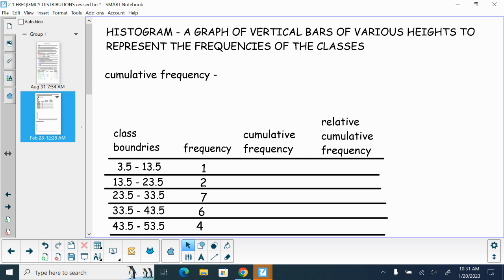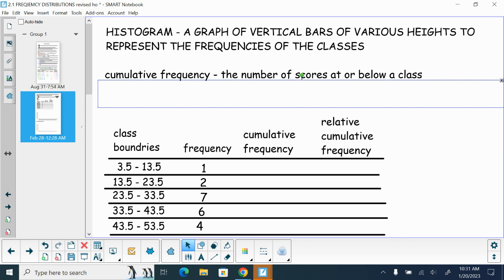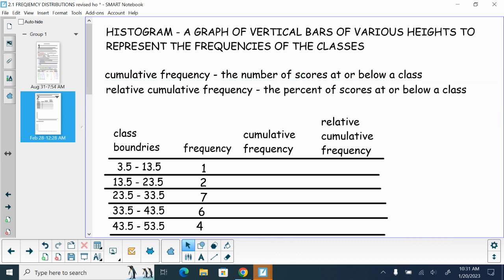We have a cumulative frequency. A cumulative frequency. It's the number of scores at or below a class. The number of scores at a class or below a class. And a relative, once again, when we talk about relative cumulative frequency, it's the percent of scores at or below a class.